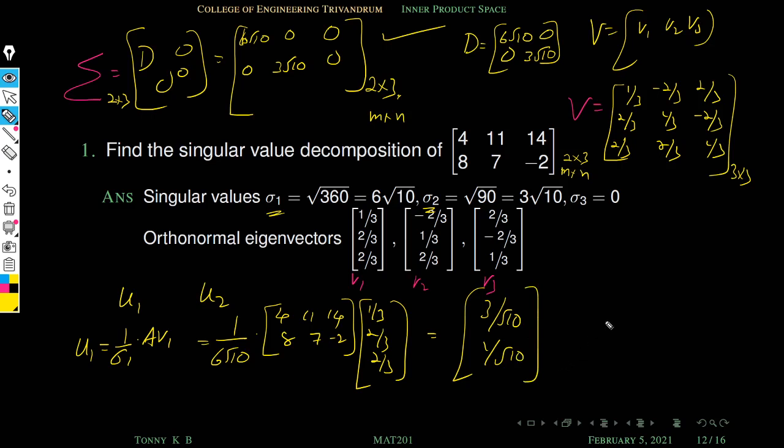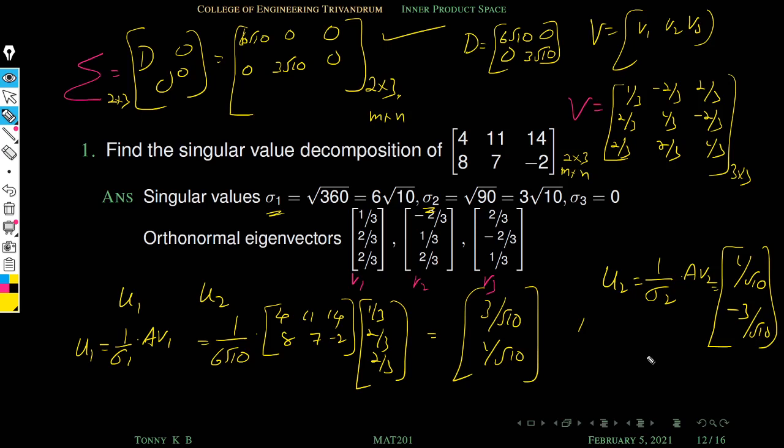Similarly, we can construct U2. U2 is 1 by sigma 2 times A V2. Upon simplification, this becomes 1 by root 10 and minus 3 by root 10. Now we have two U's, U1 and U2. Then what is our aim? Our aim is to construct an M by M matrix from the U's.